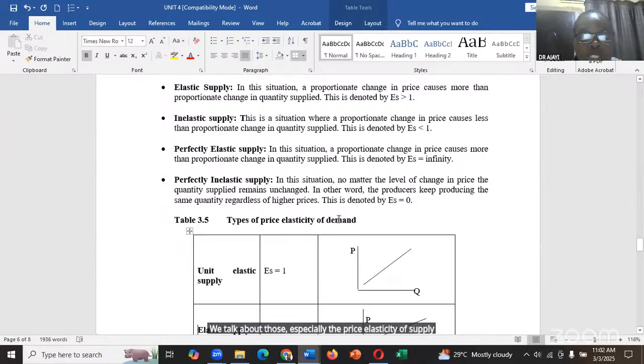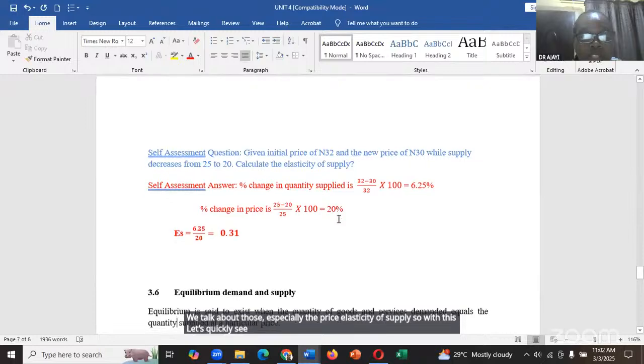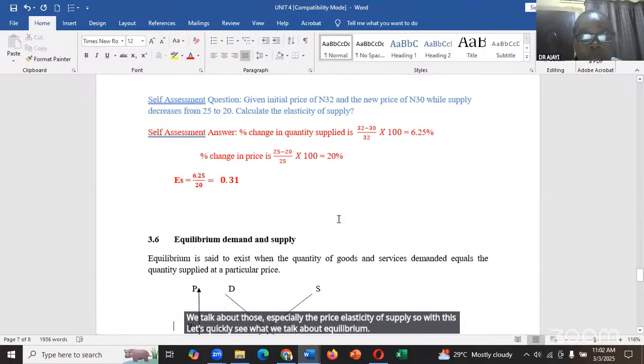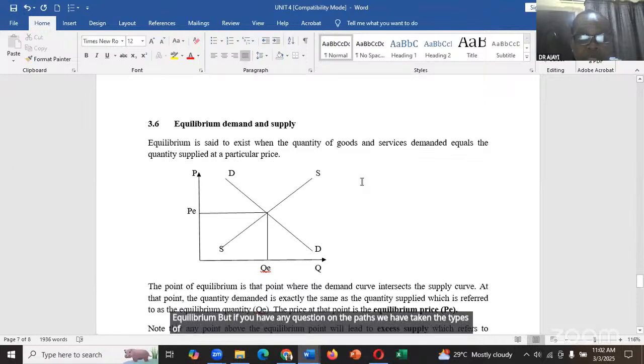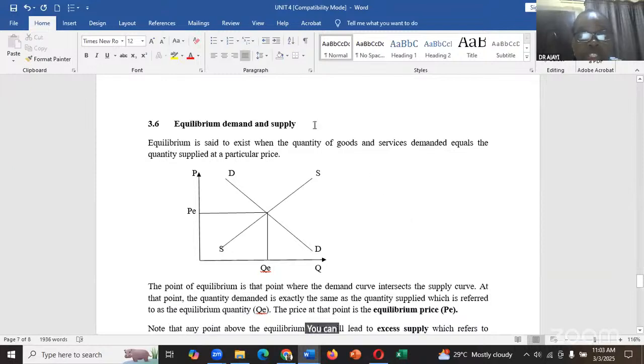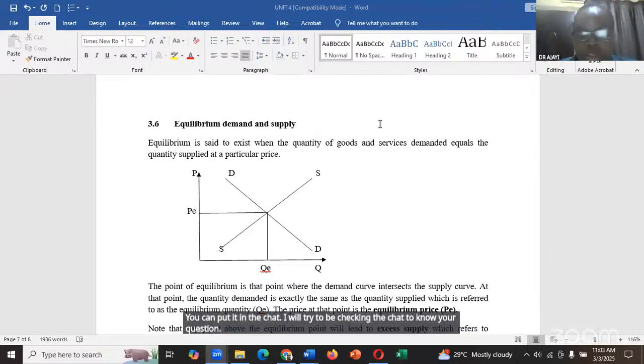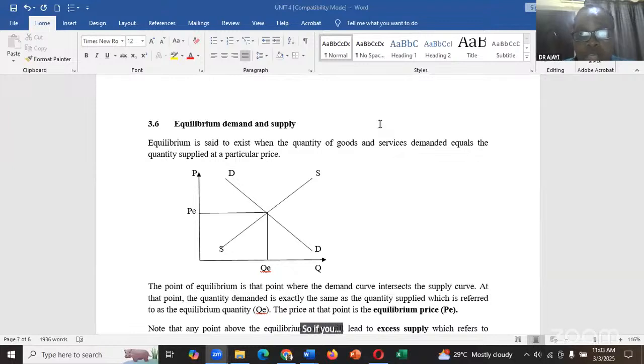So with this, let's quickly see when we talk about equilibrium. But if you have any question on the parts we have taken, the types of supply, types of demand, before we talk about equilibrium, if you have any question on those other aspects that we have touched, you can put it in the chat. I will try to be checking the chat to know your question. So in the absence of any question on the ones that we have taken so far, let's quickly look at what we mean by equilibrium.